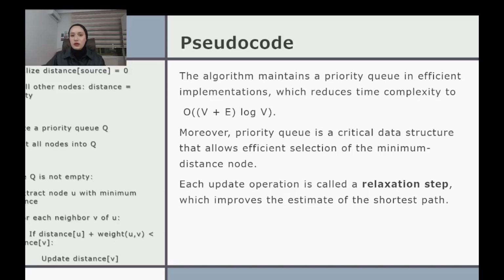to make it the shortest one. So, as we said, the algorithm maintains a priority queue in efficient implementations, which reduces time complexity to big O of (V plus E) log V. Moreover, the priority queue is a critical data structure that allows efficient selection of the minimum distance node. Each update operation is called a relaxation step, which improves the estimate of the shortest path.